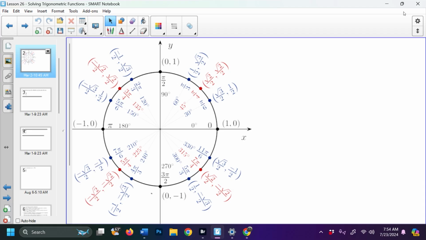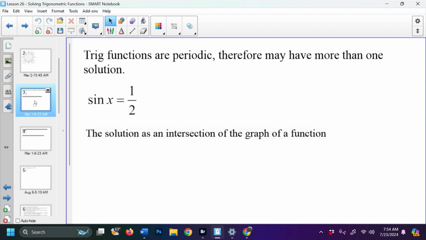Let's get started. We still have the unit circle up here because I'm going to have to refer back to it a couple times during this lesson. I want to start by saying that trig functions are periodic, therefore they may have more than one solution. I'm going to show that with a Desmos demonstration by putting sine x as one function and a half as a second function.